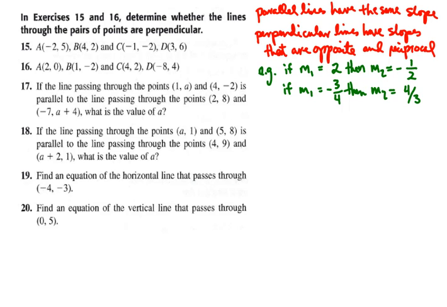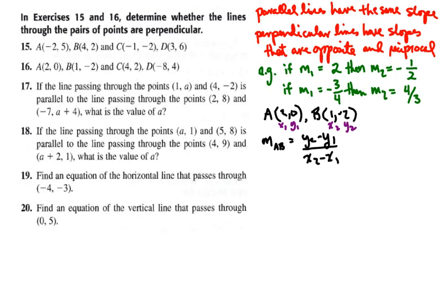Now let's take a look at number 16. We have point A, which is 2, 0, and point B, which is 1, negative 2. And we'll call the slope of the line that passes through those 2 points M sub AB. Recall that that's y2 minus y1 over x2 minus x1. And I've labeled the points in purple there. So y2 is negative 2 and y1 is 0.